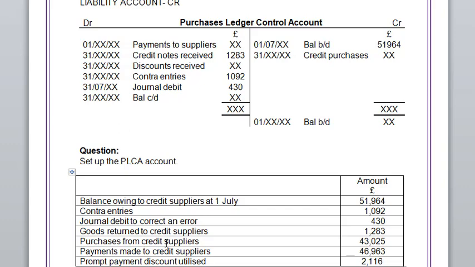Purchases from credit suppliers. You were owing me already before. Then you come and buy some more, buy some more, buy some more. Then it will increase the amount that is owed on the credit side. I just put in that figure there.